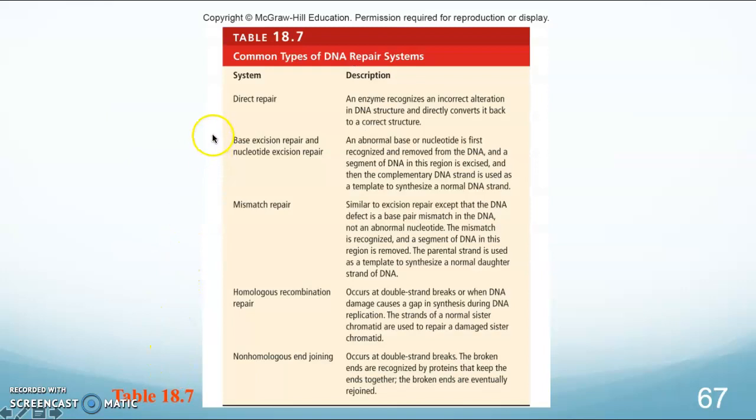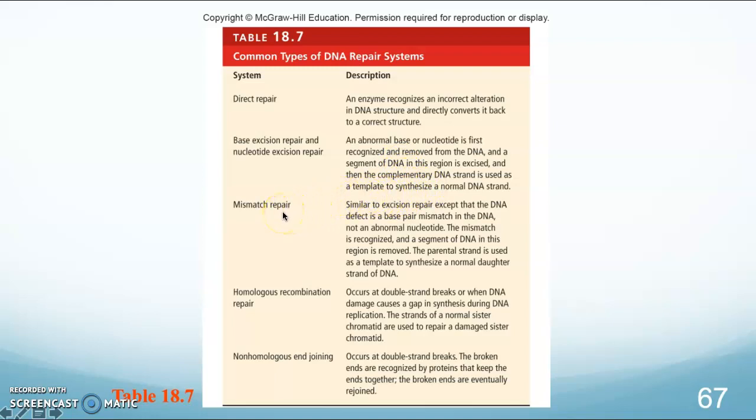We have some different types, and this summarizes them. We have our direct repair, and that means an enzyme just recognizes that there's an incorrect alteration and converts it back to what it should be. This is, generally speaking, a small DNA mutation. Maybe it's just one base mispairing or something. We can also get base excision repair and nucleotide excision repair. This is also like above, that if there's an abnormal base or nucleotide, it can be removed and then that segment can be excised, and then that new complementary strand is used to build a new normal DNA strand.